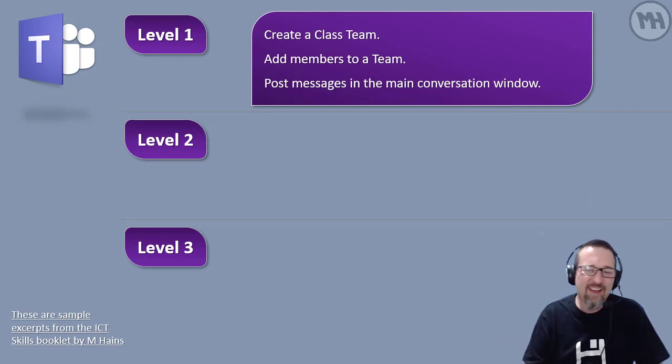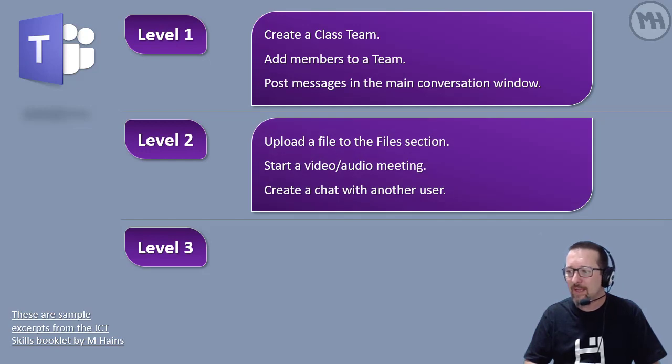So level 1, you got to know how to create a team. Even just a basic team, okay? Class team is the easiest one because it's the first one. You need to know how to add members to a team, or students, if you want to call them students. Post messages in the main conversation window in Microsoft Teams. Those are basic skills. Level 2, now you really should be comfortable with uploading a file or uploading files to the files section, starting a meeting, a video or an audio meeting, or creating a chat with another user. Okay, a one-on-one chat or even a group chat.